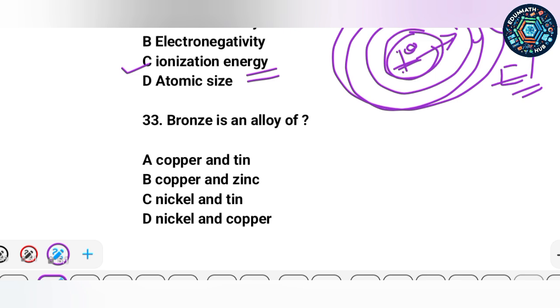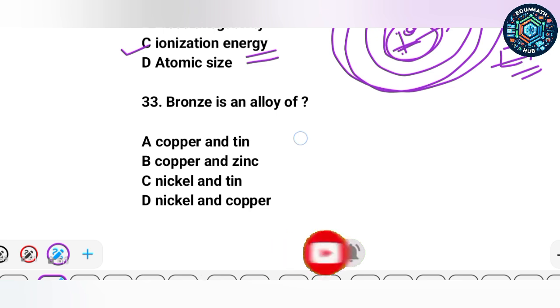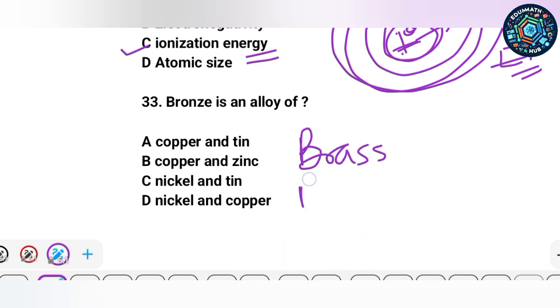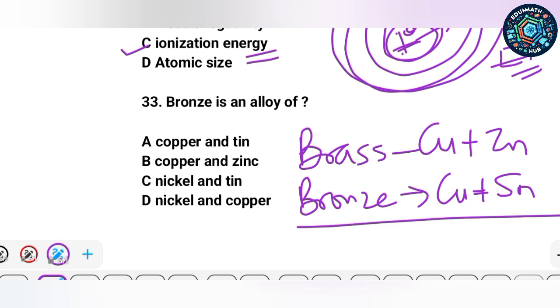Now, bronze is an alloy of dash. To solve this question, you first of all need to understand bronze and brass, because they're kind of confusing if you're not careful. So you have brass and you have bronze. Two of them are alloys. Now, brass is copper plus zinc, while bronze is copper plus tin. Tin is Sn, that's the symbol. So don't mix the two up. Bronze is copper plus tin. So that's what they're asking in this question. The alloy of bronze is what? So copper and tin. That's the answer to the question.